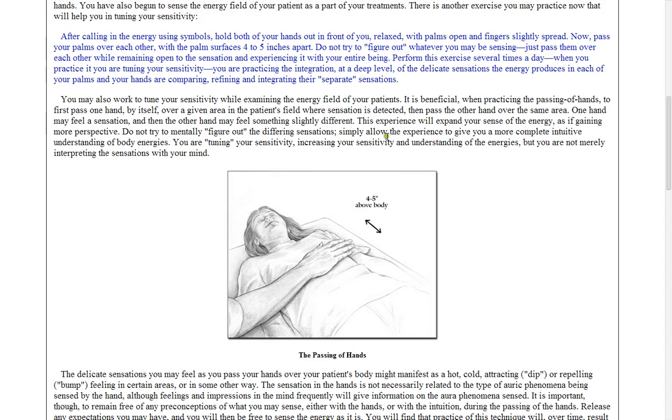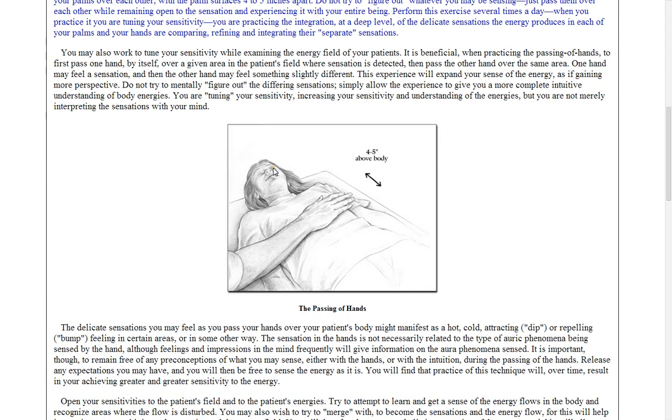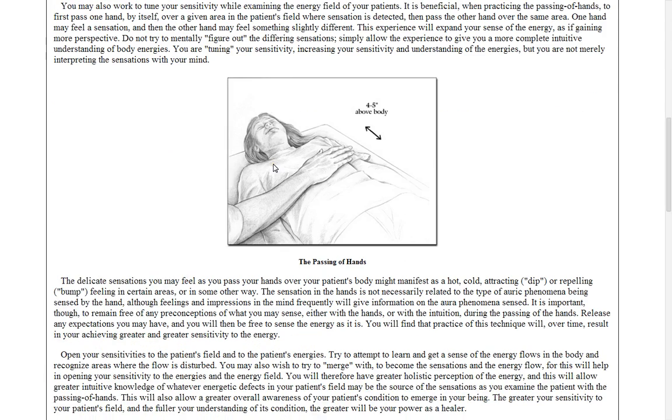So simply allow the experience to give you a more complete, intuitive understanding of body energies, spirit, soul. You are tuning your sensitivity, increasing your sensitivity and understanding of the energies. But you are not merely interpreting the sensations with your mind. You're actually doing it with your heart. Your mind is a tool as well. Your heart is your guidance.